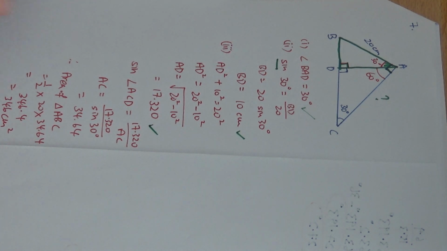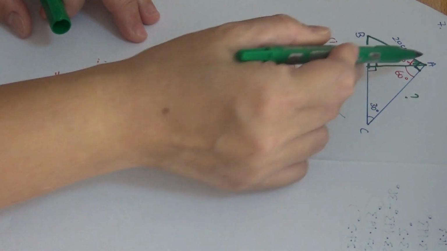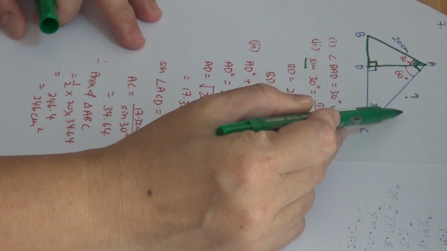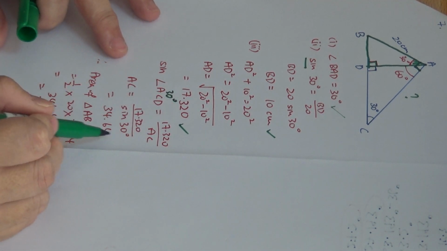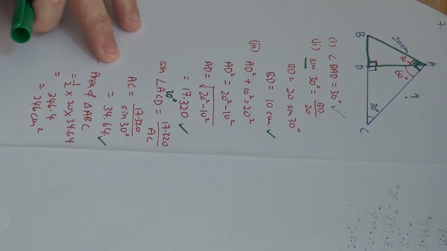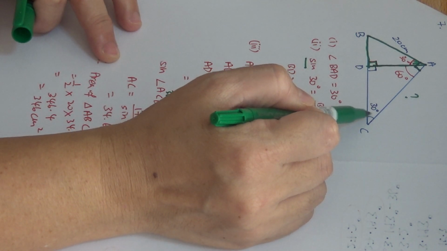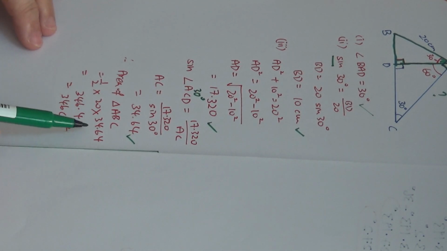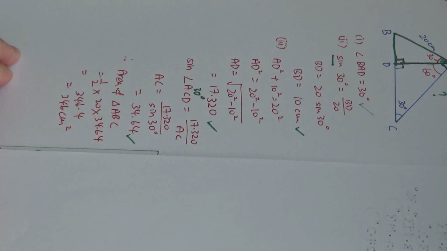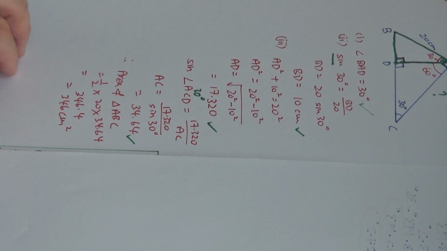Then I use sine of ACD, which is opposite over hypotenuse. This angle is 30 degrees. So I bring over, I will get AC as 34.64. Okay, I repeat. I get AD by using Pythagoras theorem. Then I'm able to use AD and sine of 30 to get AC. Once I've gotten AC, I just need to use half times base times height to get the answer as 346 cm squared for the area of triangle ABC.